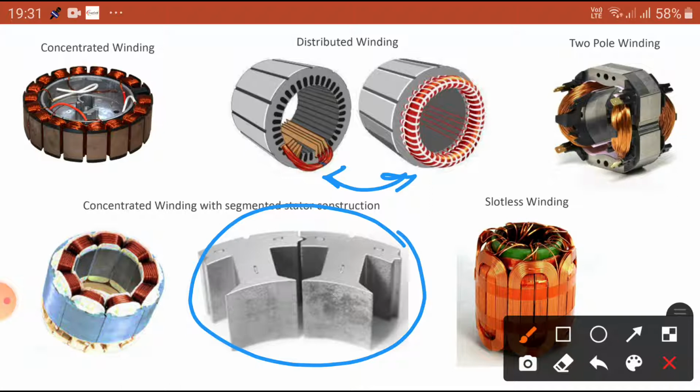These are poles and how the pole shoe and winding are arranged for the concentrated winding, you can see here. At the same time, you should know what a concentrated winding is and what a distributed winding is. This is a concentrated winding, this is a distributed winding. Let us see now.